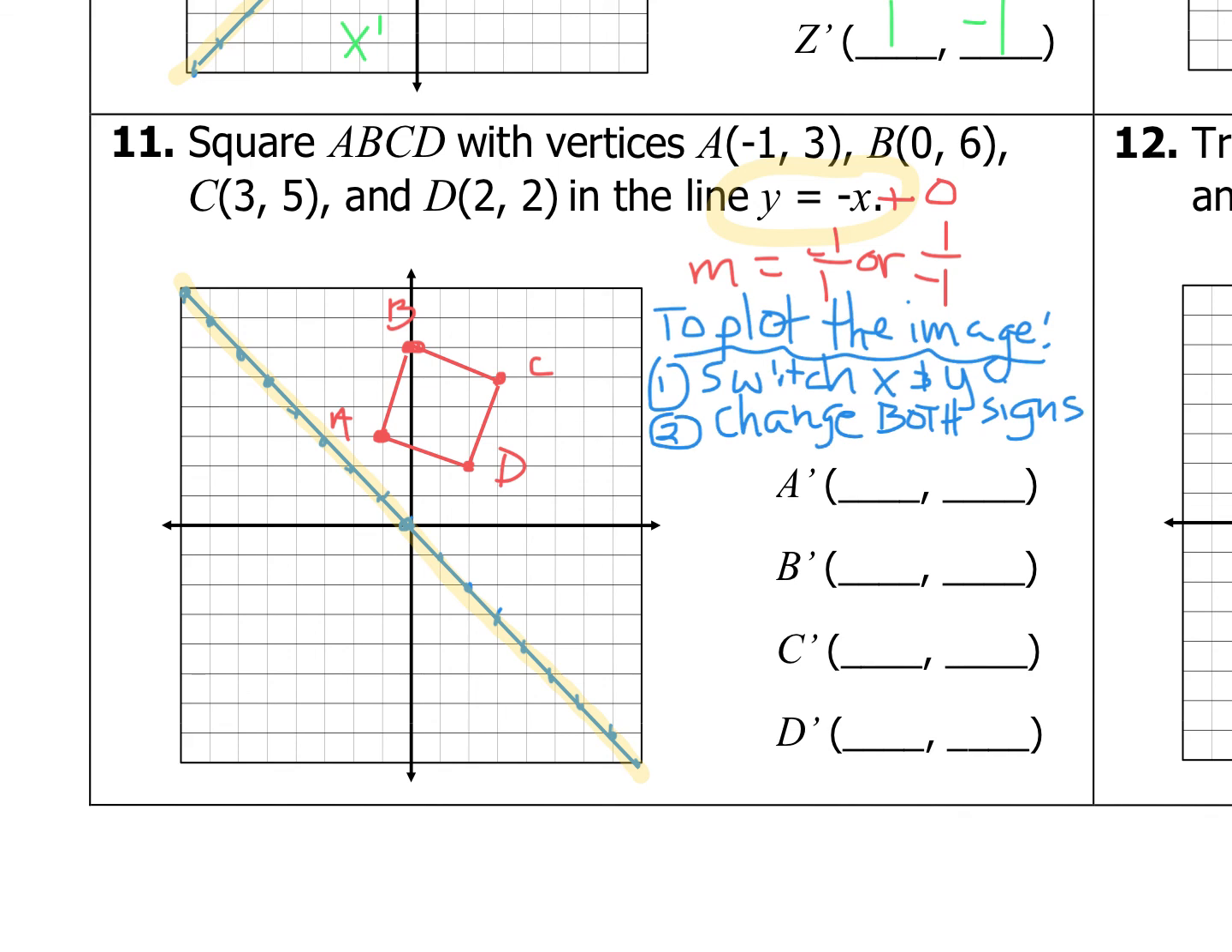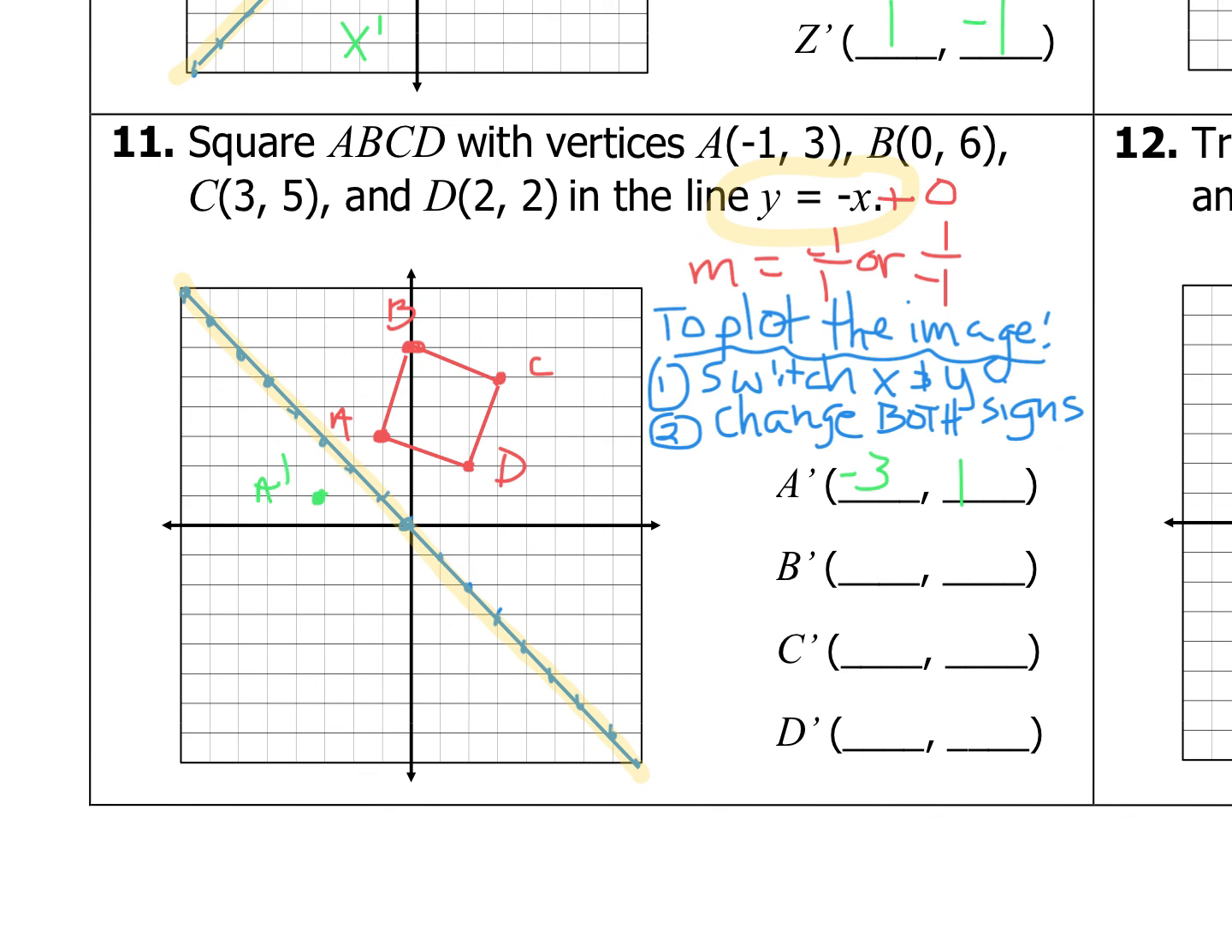So for our A prime, we're going to flip-flop these and change the signs. So our x becomes -3 and our y becomes +1. -3, +1. I'll prove to you that it works because if I reflect this, I want to be over on this side of the line. And A should be just about over here, right? So left 3, 1, 2, 3, and up 1. Lo and behold, that's just about where I said it would be. So plot your point and title that A prime.